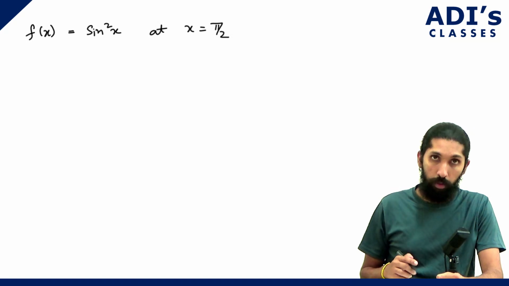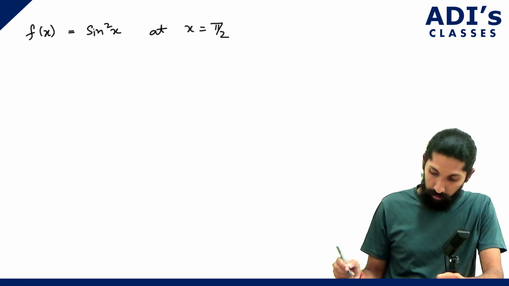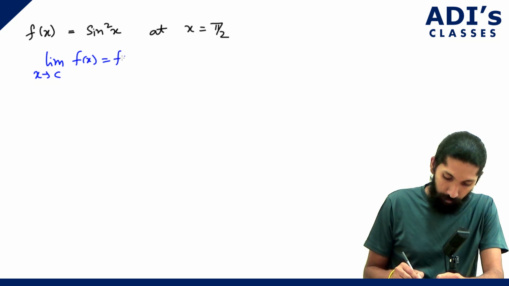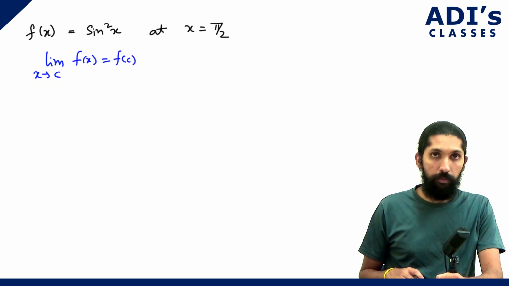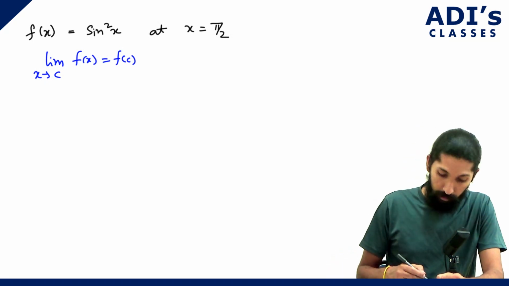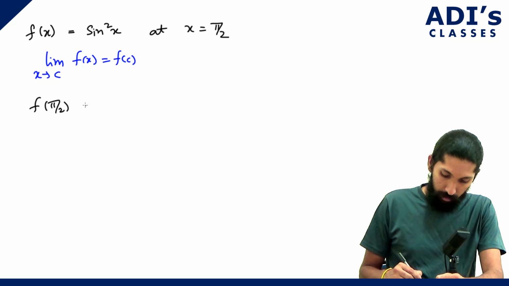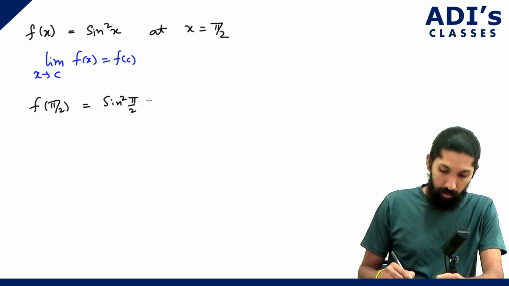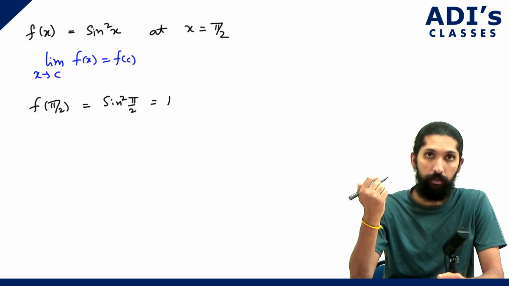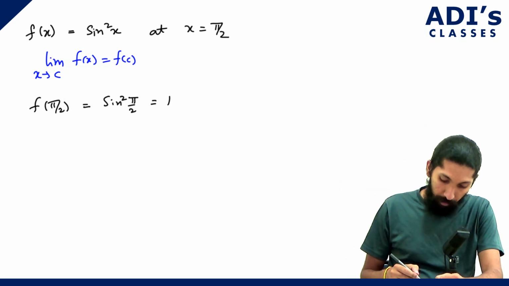So here, the condition is what? Limit as x tending to c, f of x is equal to f of c, isn't it? This is what we have. But in this case, my c value is nothing but pi by 2, correct? So we write f of pi by 2. This is nothing but sine square pi by 2, which is sine pi by 2 whole square. Sine pi by 2 is 1, isn't it? So f of pi by 2 is 1.